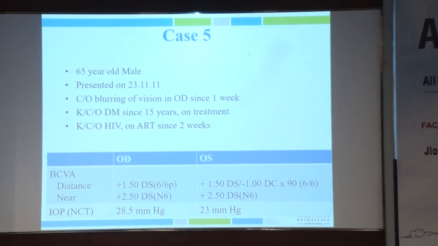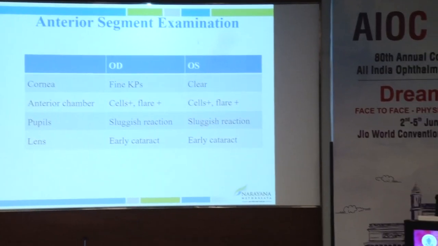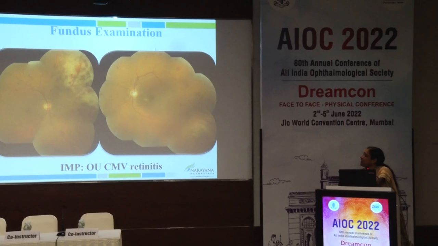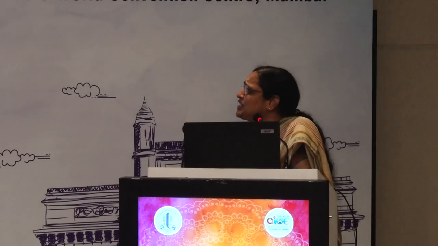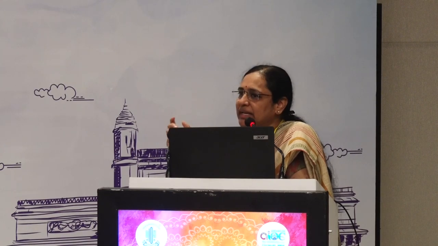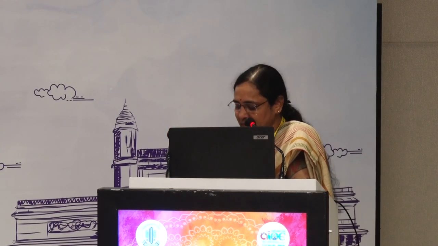The next case is a 65-year-old male with diabetes. This is a case of HIV CMV retinitis. The patient responded well to intravitreal and systemic ganciclovir therapy. The CD4 was 266. But whenever we decreased the interval of the injection, the patient came back with recurrences. The patient was taking oral ganciclovir.